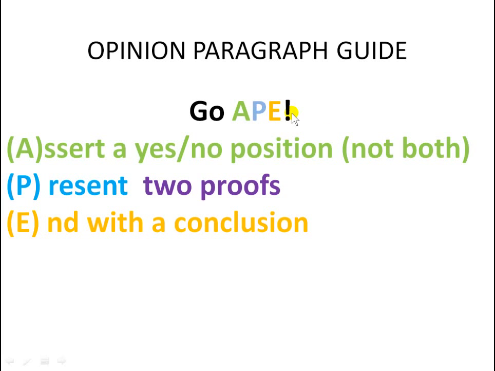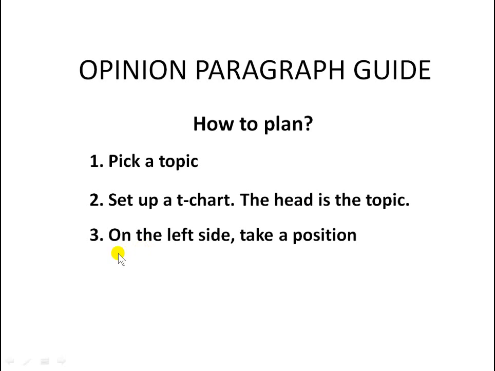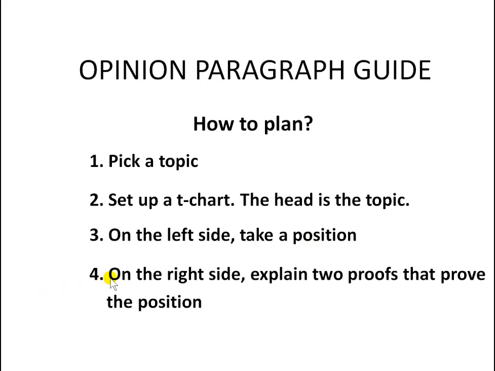So APE, going APE, means asserting a yes or no position, presenting two proofs, and then lastly ending with a conclusion. Here's another suggestion on how to plan. First, you're going to pick a topic, then you'll set up a T-chart, and on the head of the T-chart you will indicate what your topic is. Next, on the left side of the T-chart you'll take a position, and on the right side you'll put two proofs that will prove your position.